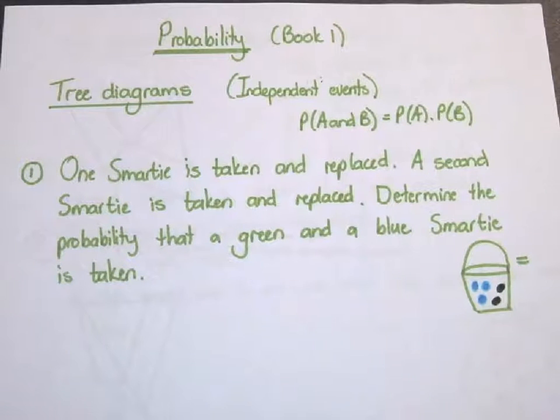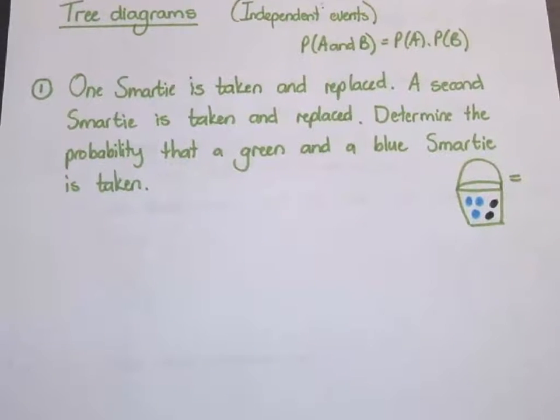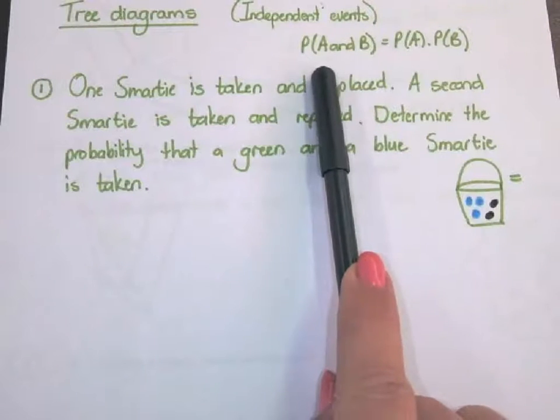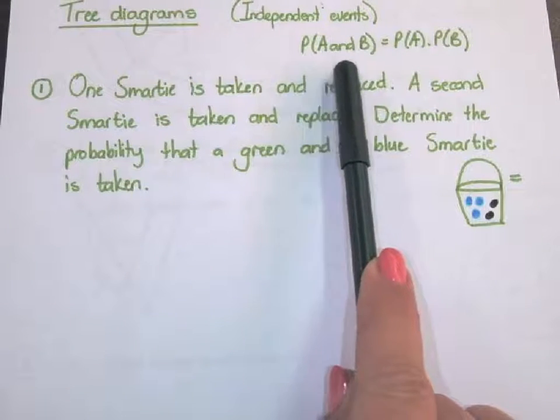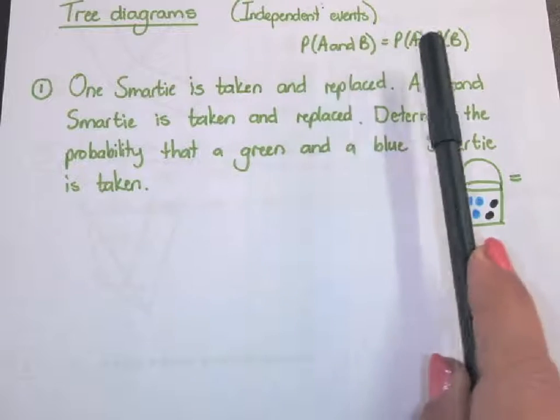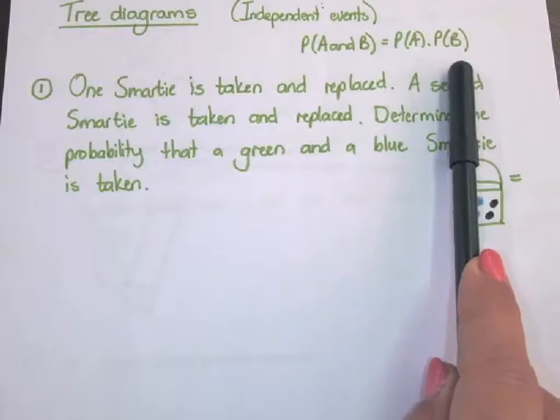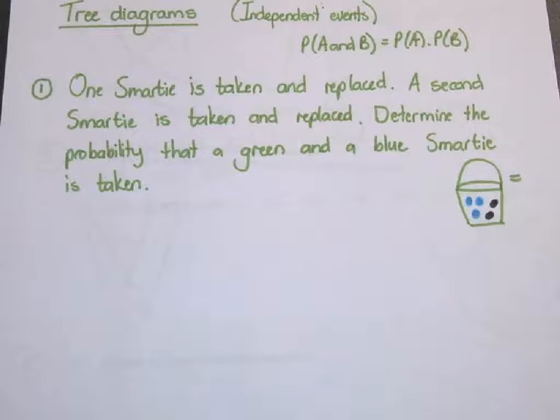Is this one on the notes? Yes. For independent events, we have a certain formula: the probability of A and B equals the probability of A times the probability of B. This is revision of last year, so you should know this. This should not be new news.